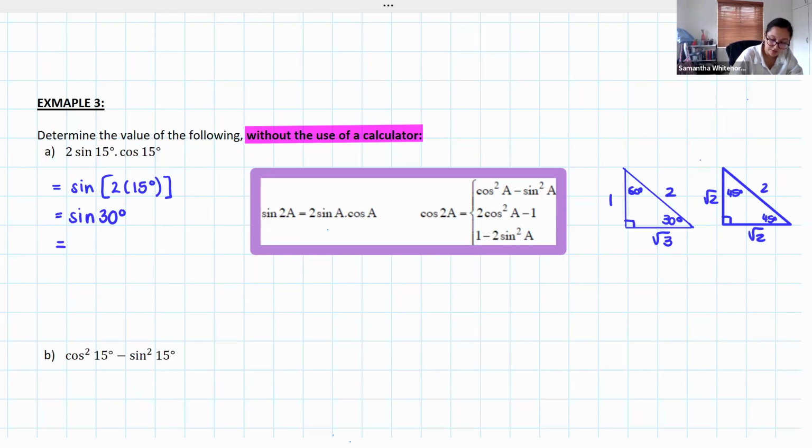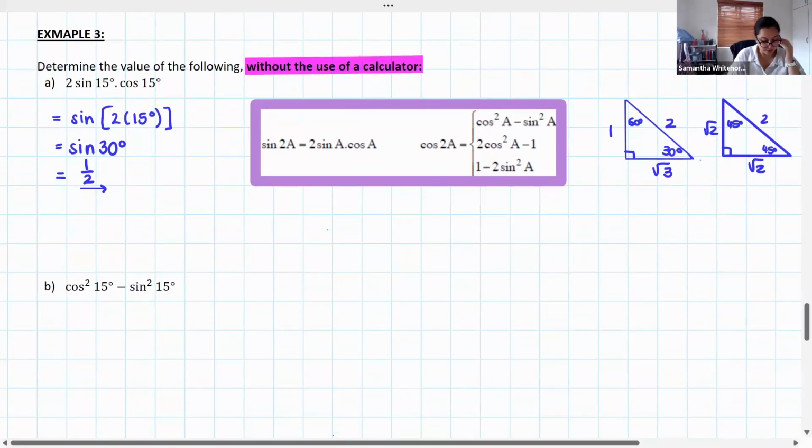All right, so we're looking for sine 30, opposite over hypotenuse. This is a half. If you didn't remember the triangles, if you didn't know that, type it in on your calculator. There's nothing wrong with doing that. It's absolutely fine. Show all your working out. That's all you really need to remember.